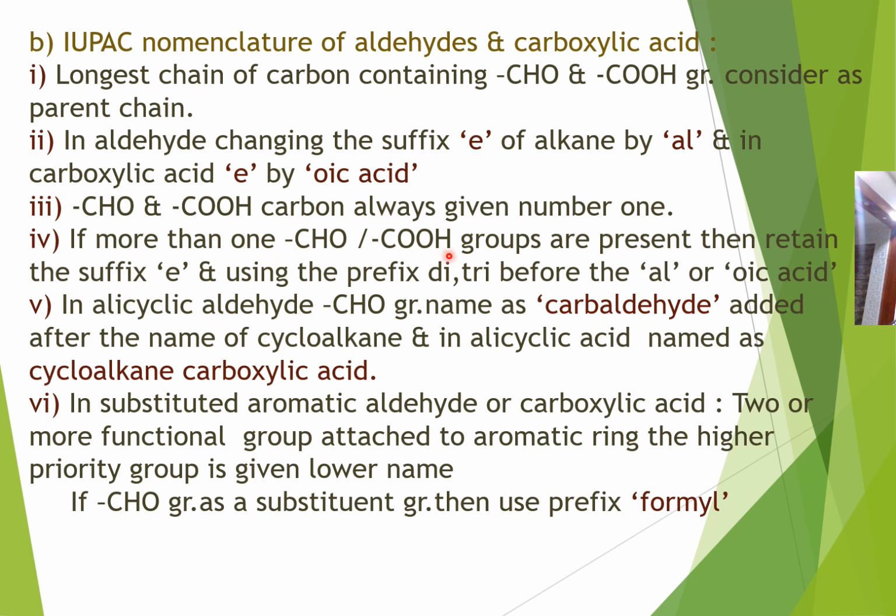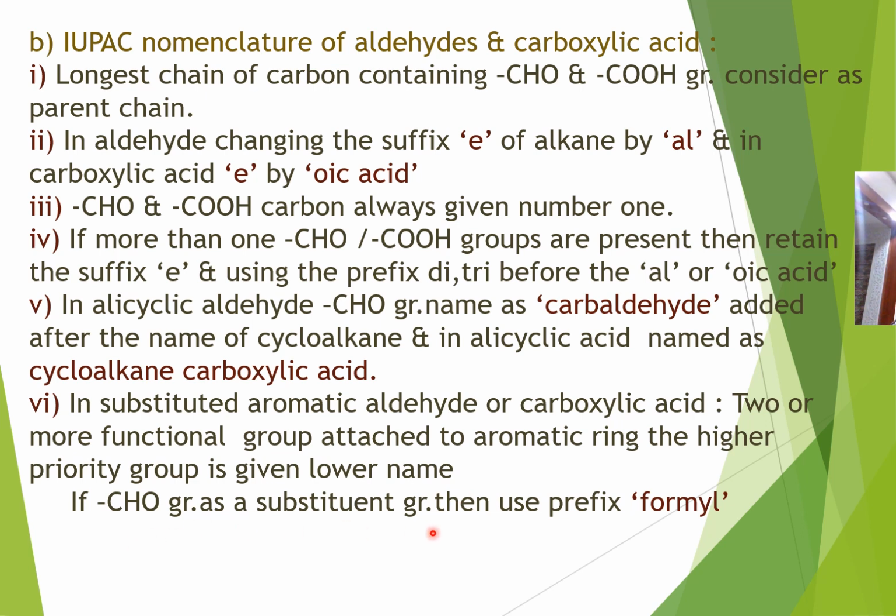If more than one CHO or COOH group is present, then retain the suffix "e" and use di, tri before "al" or "oic acid". Okay, so dioic acid, trioic acid, like that. In alicyclic aldehydes, the CHO group is called carbaldehyde, added after the name of the cycloalkane, for example cyclopropane carbaldehyde. An alicyclic acid is named as cycloalkane carboxylic acid. In substituted aromatic aldehydes or carboxylic acids, if two or more functional groups are attached to the aromatic ring, then the higher priority group is given the lower number.